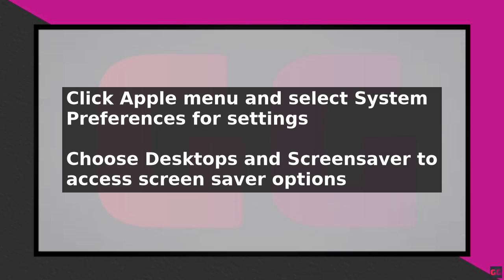Click on the Screensaver tab and then click on the Source drop-down menu. From the Source menu, you can choose from a variety of options, including Photos. Selecting Photos will allow you to choose from your iPhoto library, Photos app, or any other folder on your Mac. You can also choose to use a specific album or folder of photos.